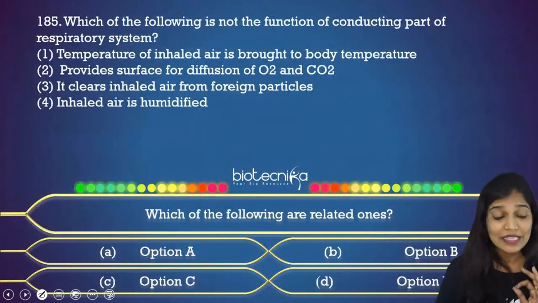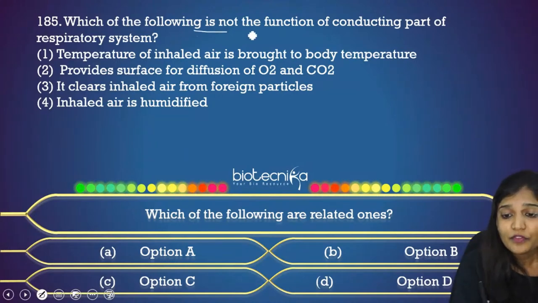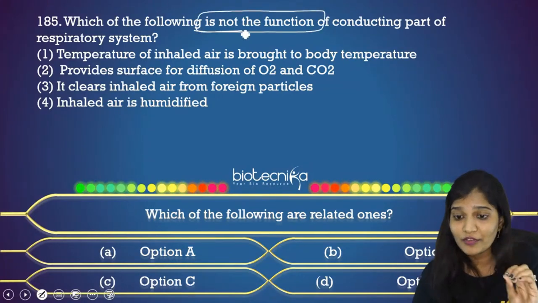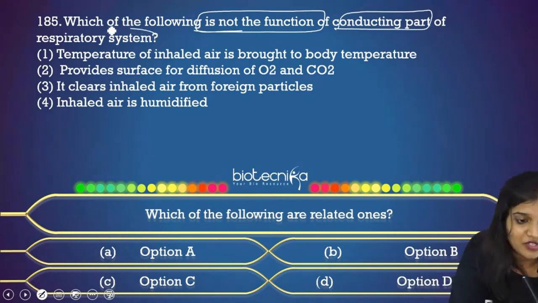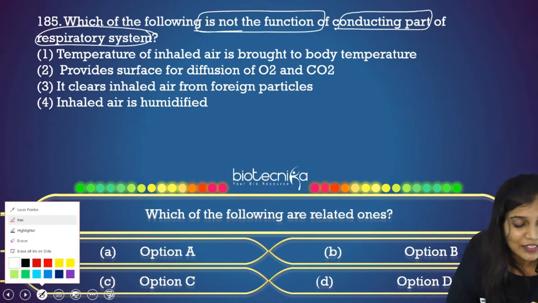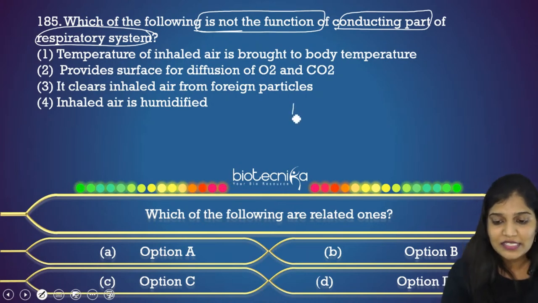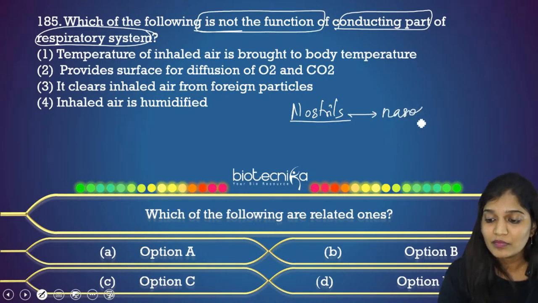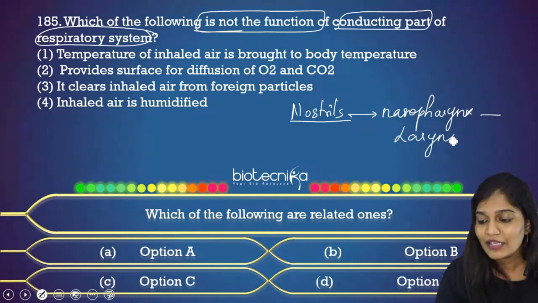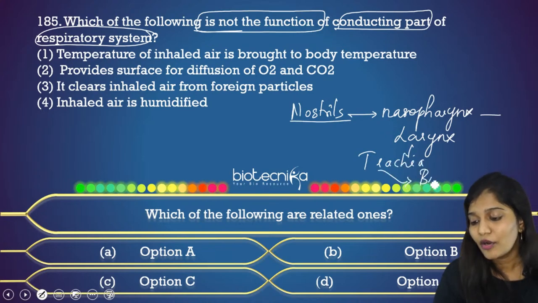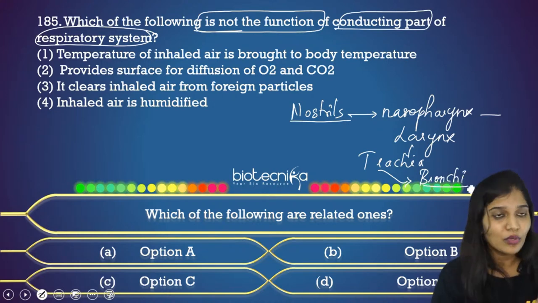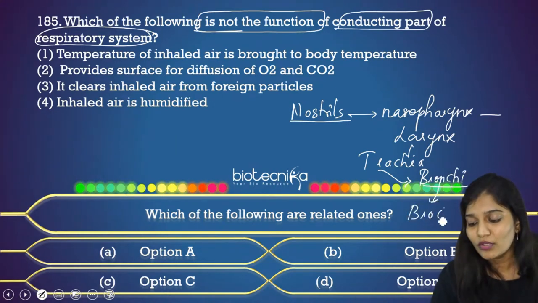Okay, let's look at this next question. Question 185: which of the following is not the function, very important, not the function of the conducting part of the respiratory system? Okay, so which is going to be the conductive part? First, we have to understand conduction means something which is taken inside. So from the nostrils, we can say nostrils, and then there's going to be nasopharynx, and then there's going to be larynx, which is the sound box, and then there's going to be trachea, and after trachea you will be seeing bronchi or bronchus. I'm writing plural format, and then it's going to be bronchioles.